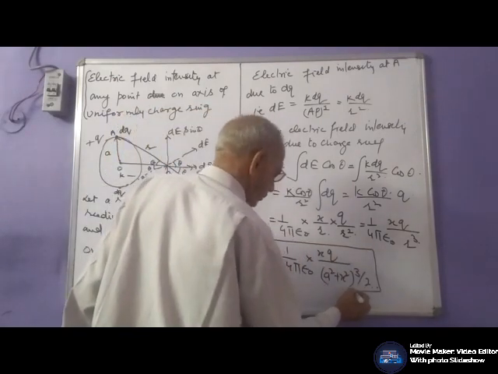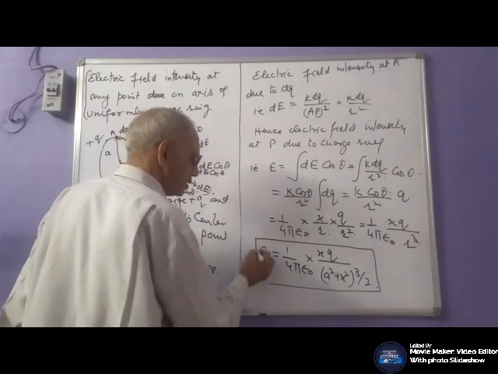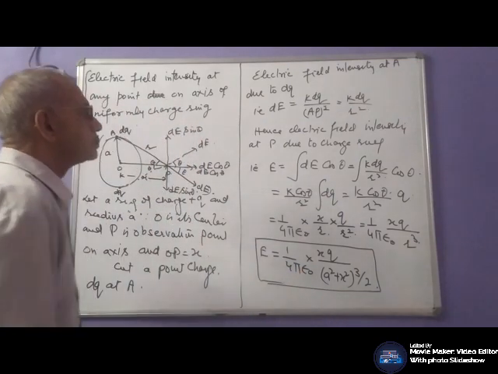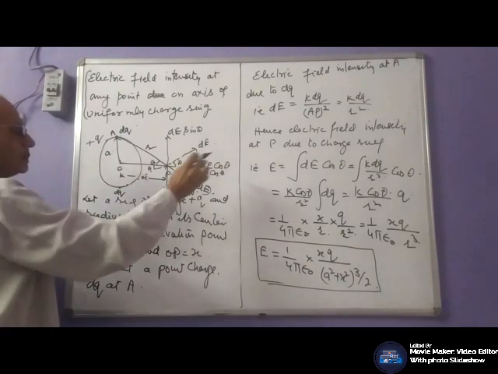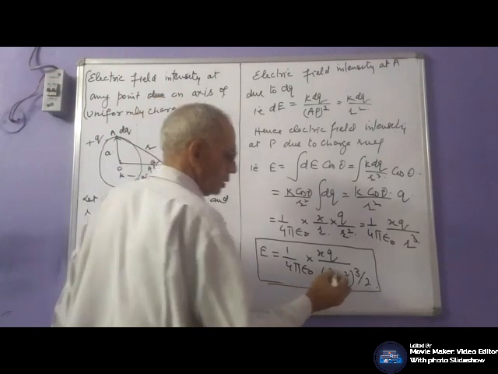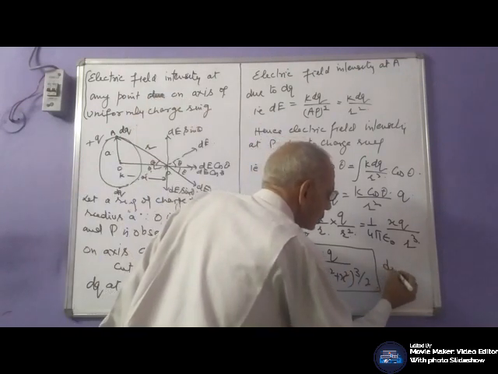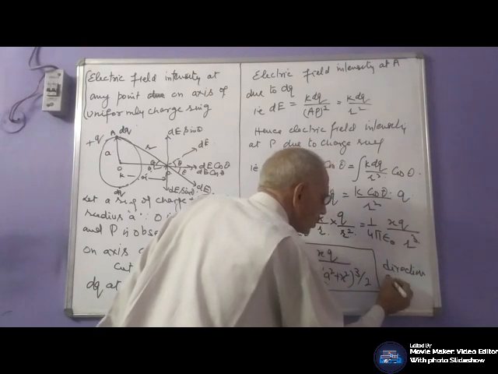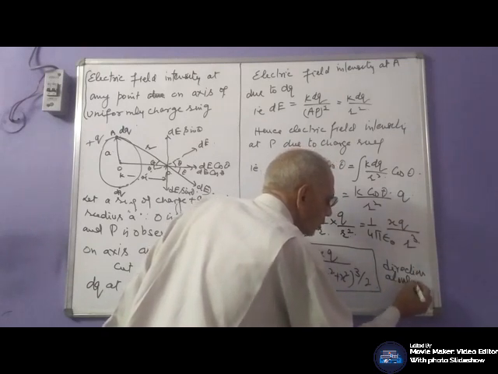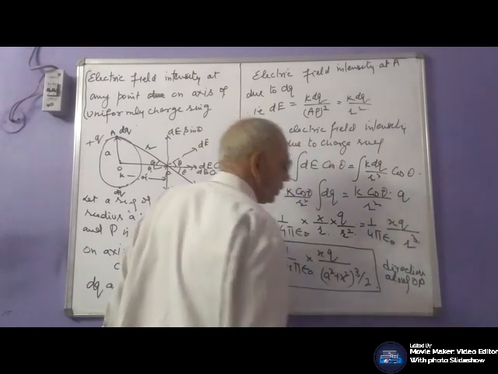So this is the electric field intensity due to a uniformly charged ring, and the direction is along OP.